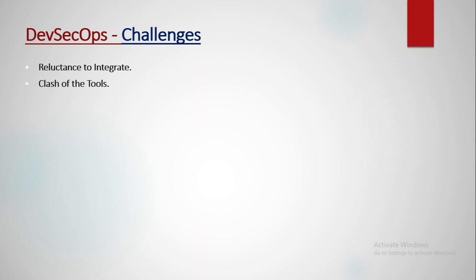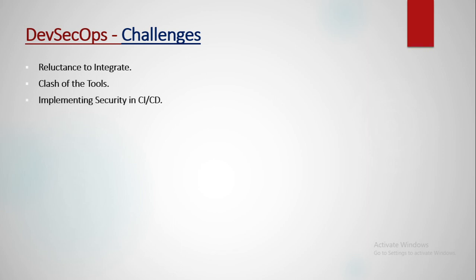Second one is clash of the tools. That means there are plenty of tools available in the market now to implement DevSecOps. The first challenge lies in choosing ones that fit well. The second challenge is to properly integrate them in order to build, deploy, and test in a continuous manner. It is not an easy task to bring together tools from various departments and sync them on one platform. That is about the second point.